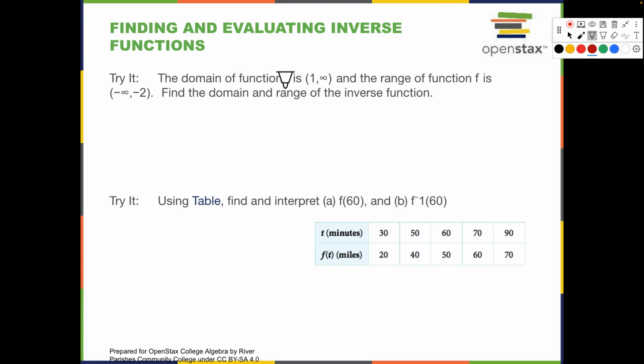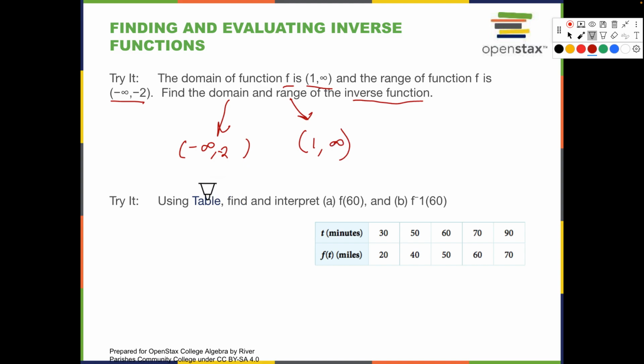We're given the domain of some function. We're not told what the function is, but we're told the domain is 1 to infinity. We're told that the range is negative 2 to 2. So talking about the inverse function, what would be the domain of the inverse function? The range. And the range is negative infinity to 2. Good. And then the range of the inverse function is going to be the domain, right? So they just switch places. Okay, that's all we're going to do.